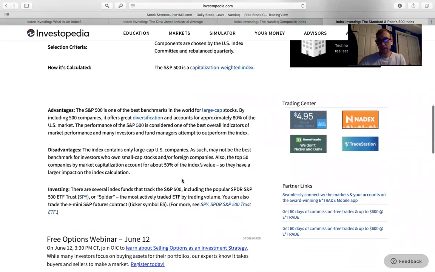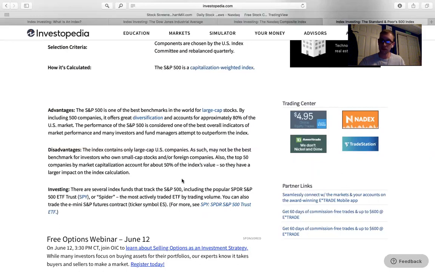But as with everything, there is a disadvantage. The disadvantage in this is the index only really contains large cap U.S. companies, so it may not be the best if you own other small cap companies or if you invest in foreign companies overseas. That's really the two main disadvantages that obviously are said here and that I really thought about off the top of my head. Really aren't a lot. This is probably for general investors that are new and don't know a ton. This is probably the way to go.